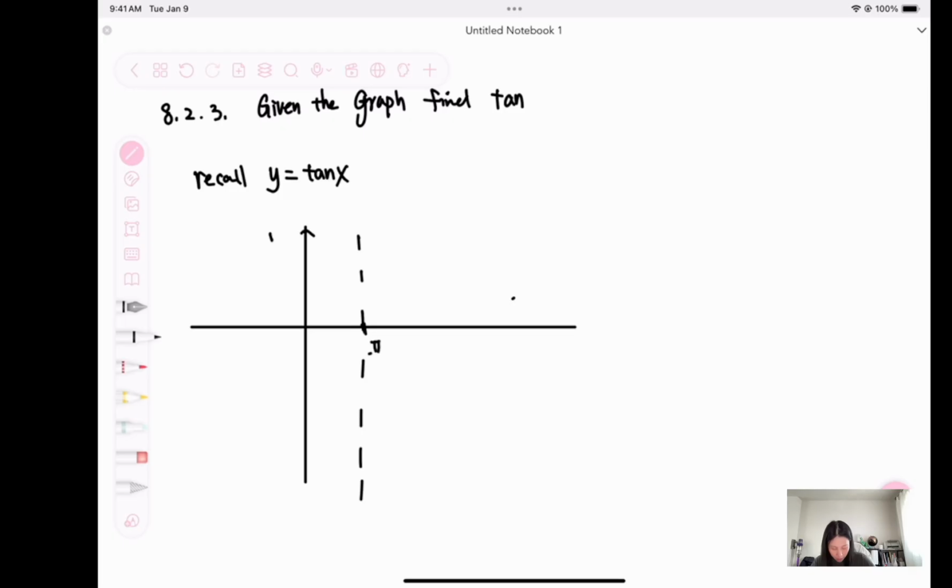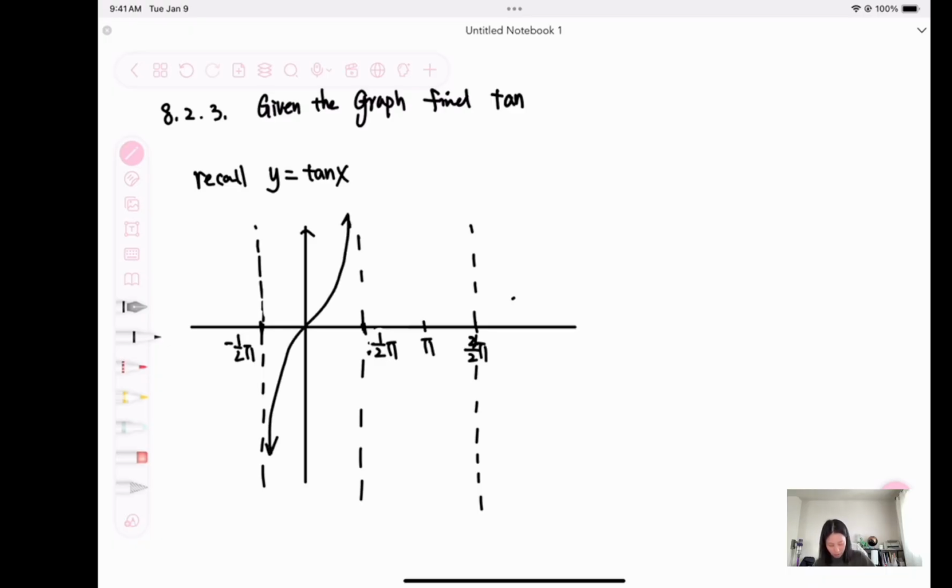This is 1/2 pi, and this is pi, and this is 3/2 pi, and this is negative 1/2 pi. Okay, so the basic tangent function looks like this one.